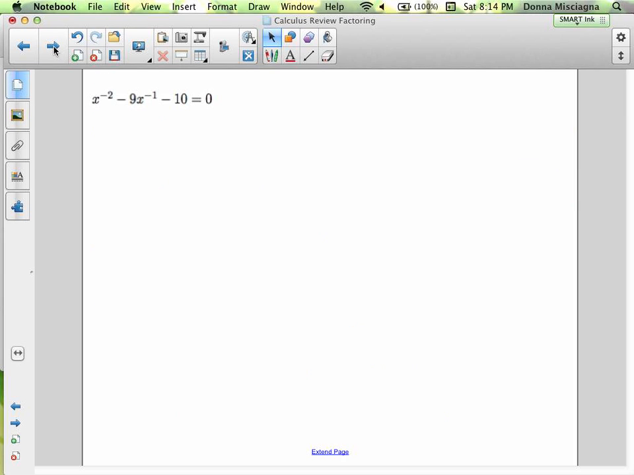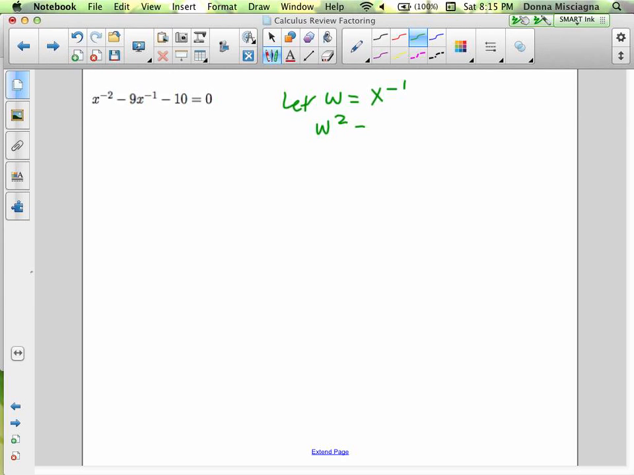All right, so now this one is very similar to the last one. We've got rational exponents, and we're going to solve again. However, if we let w equal x to the negative 1, w squared equals x to the negative 1, squared, right? And so that means that w squared equals x to the negative 2. So now we can just rewrite this using substitution.